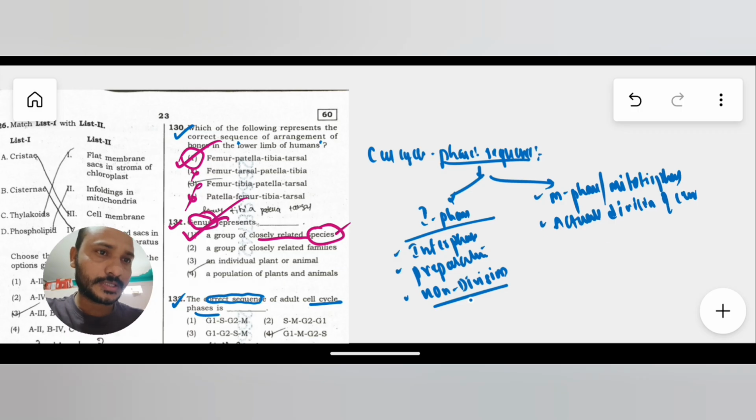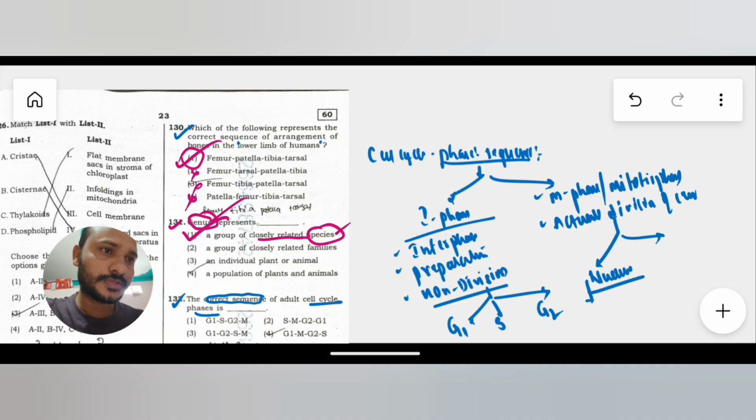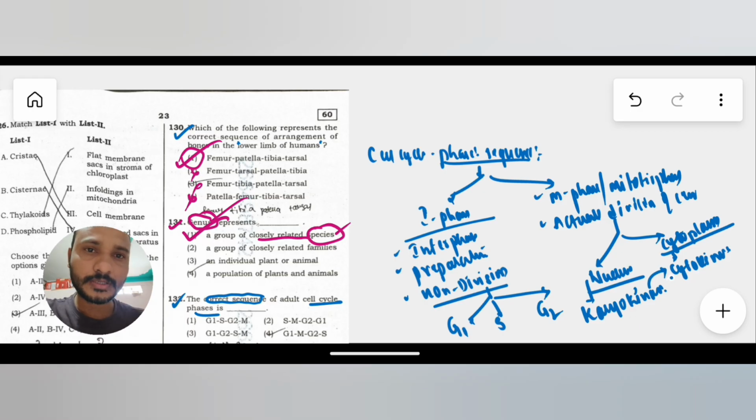The I phase is again divided into three sub-phases. First it enters the G1 phase, then the S phase, then the G2 phase. In the mitotic phase, or M phase, the nucleus division, called karyokinesis, occurs first. After completion of nucleus division, cytoplasm division occurs, called cytokinesis. So karyokinesis is followed by cytokinesis, and by the end of cytokinesis the complete cell division process is completed.